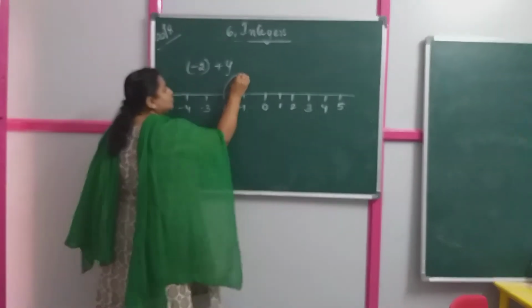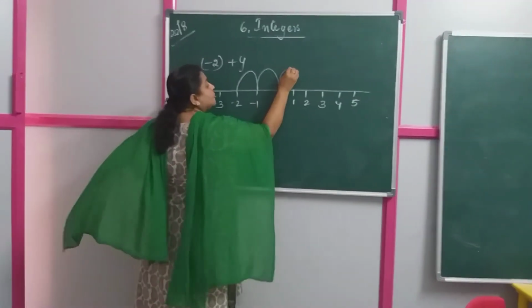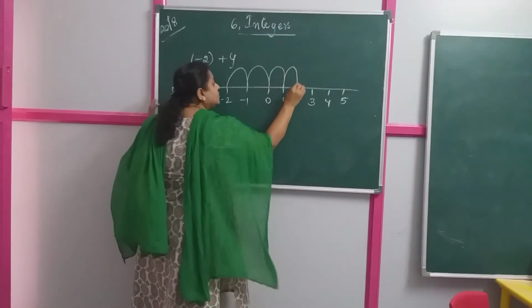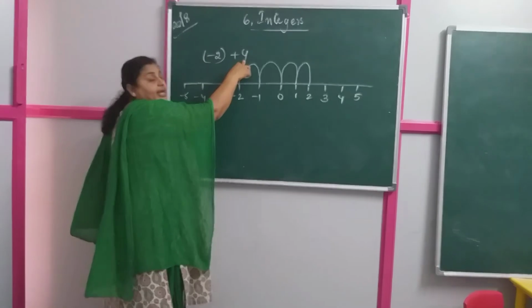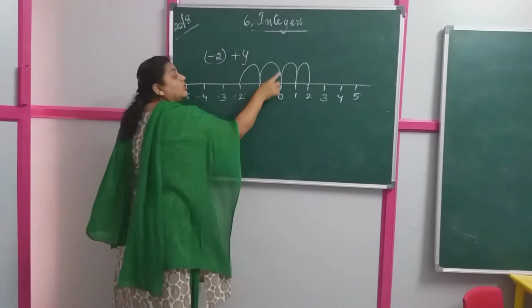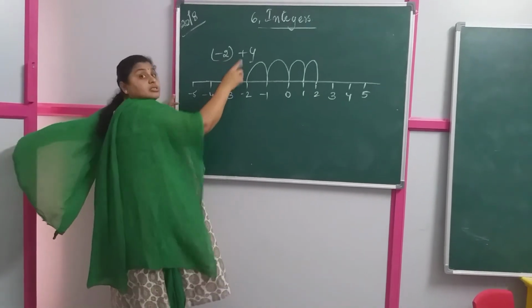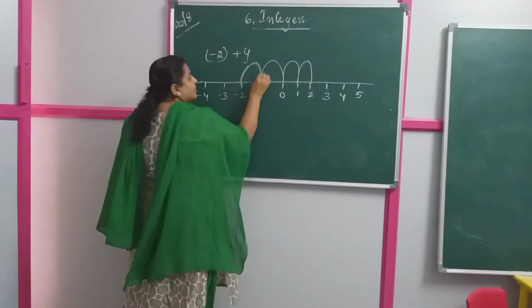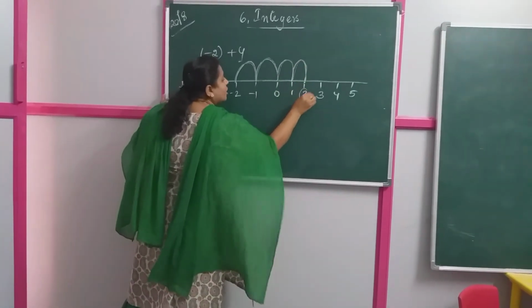Minus 2. Minus 2 to minus 1. Minus 1 to 0. 0 to 1. 1 to 2. How many times to minus 2 are you adding? 4. It means you have to take 4 jumps. Minus 2 you are going to start, plus 4. It means 4 jumps. 1, 2, 3, 4. Where did you stop? Plus 2.